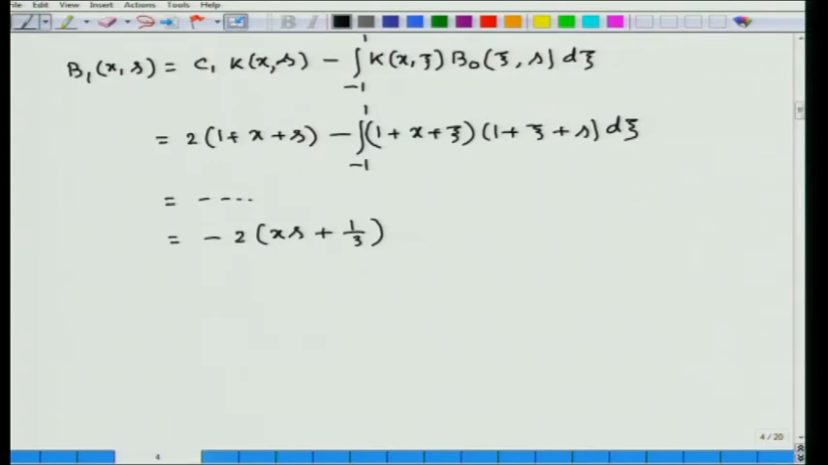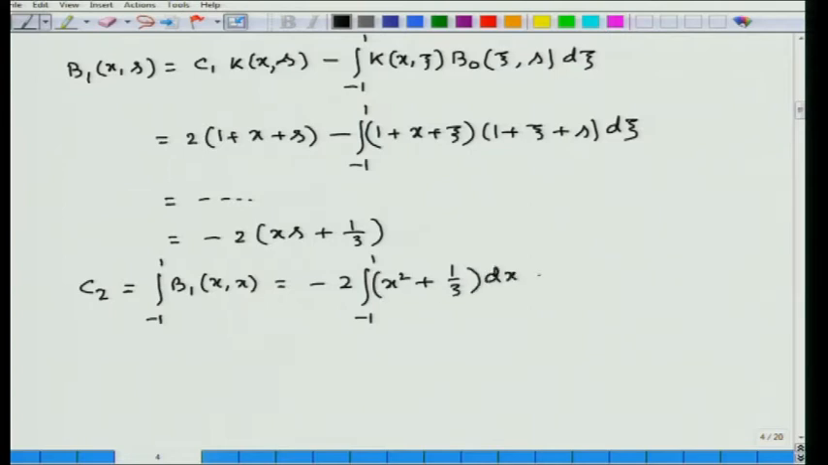With this B1(x, s), we can calculate C2. C2 is equal to the integral from -1 to +1 of B1(x, x). So, this will be equal to -2 times the integral from -1 to +1 of (x² + 1/3) dx, and after evaluating this integral you can find this will be equal to -8/3. So, now we have obtained C2. Already we have in our hand B1(x, s). So, now we can calculate B2(x, s).